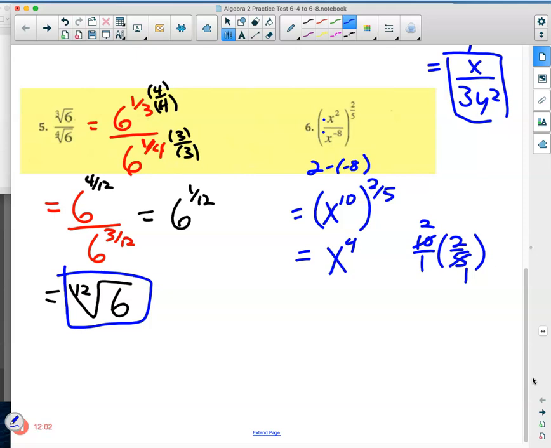And again, you could do that multiplication of 10 times 2/5 on your calculator. 10 times, parentheses, 2 divided by 5, parentheses, and get the 4. So you wouldn't have to do that by hand if you don't want to.